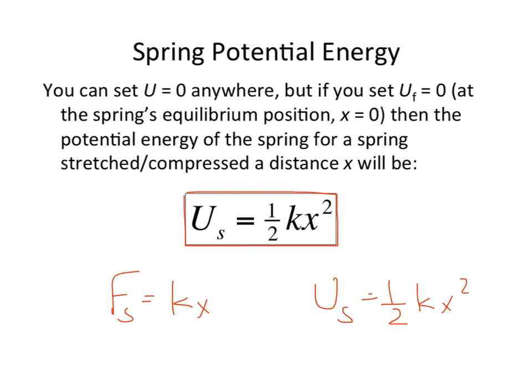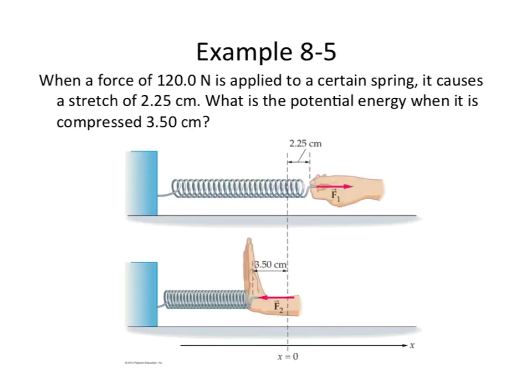And that's going to be in this example 8.5. We are told that if you take a certain spring and you apply a constant force to it of 120 newtons, the force equals 120 newtons, it will cause this spring to displace to the tune of 2.25 centimeters. So our x right here is 2.25 centimeters.